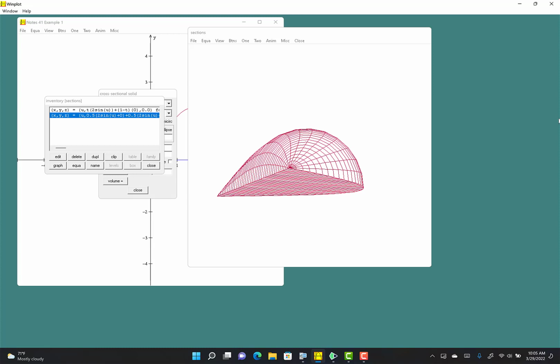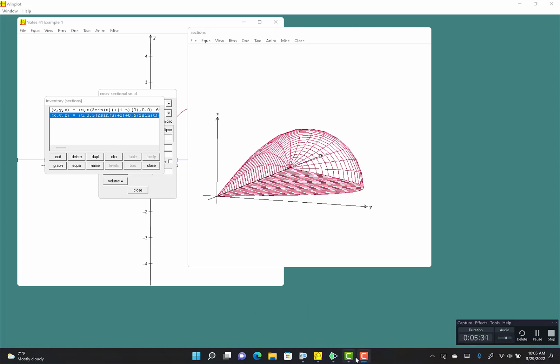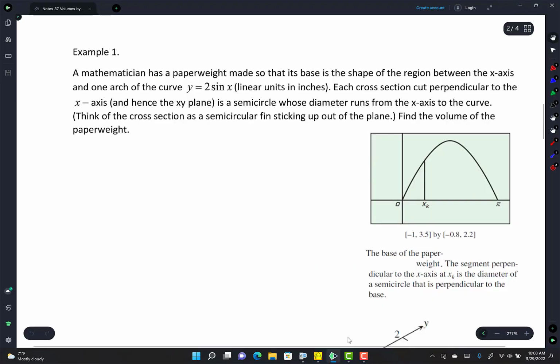Darn it, I can't make it move. Animate. Buttons, view, axis. Okay. But I can't make it move. Darn it. I can if I, you know what, let me pause this video. Let me pause the recording. Okay, finally. All right, guys, here we go.